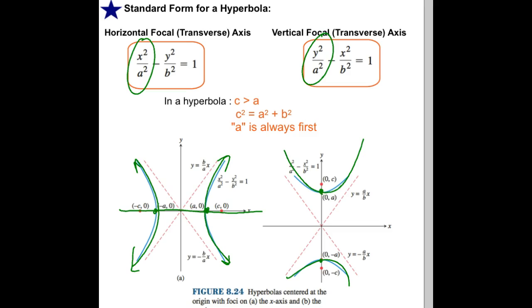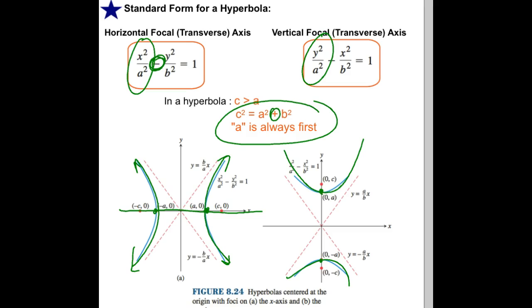So highlight this. A is always first. Also notice the relationship between your A, B's, and C's. In an ellipse, we had A squared minus B squared equaling C squared. Now we have A squared plus B squared. Okay? The way I remember it, if there is a minus sign here, there is a plus sign here.